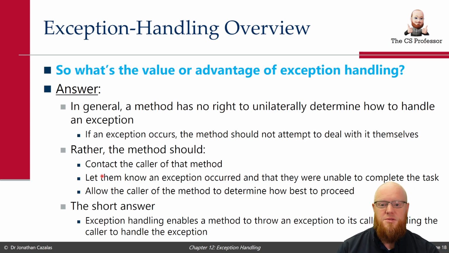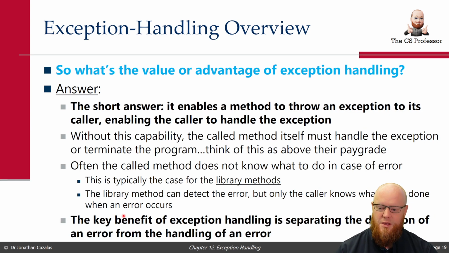So here I was unable to finish what you asked me to do. You decide how best to proceed. Allow the caller to do that instead of the method. That is the real value. So the short answer: exception handling enables a method to throw an exception to a caller, thereby allowing the caller to handle the exception instead of the method. Without this capability, the method itself would have to handle the exception or terminate the program, and think of this as way above its purview or its pay grade, because obviously a method has no idea what to do in the case of an error.